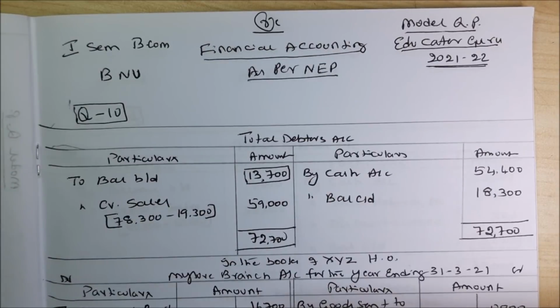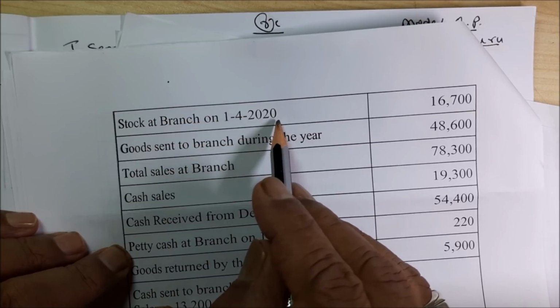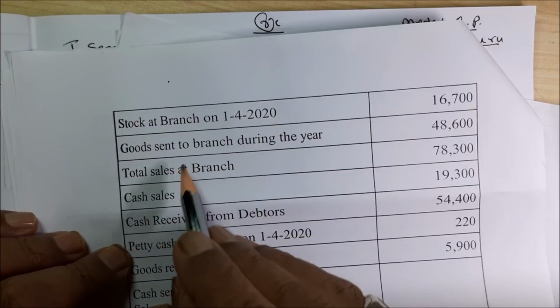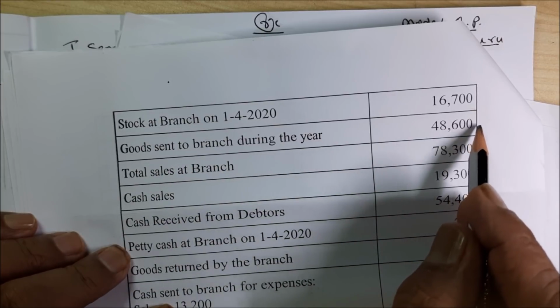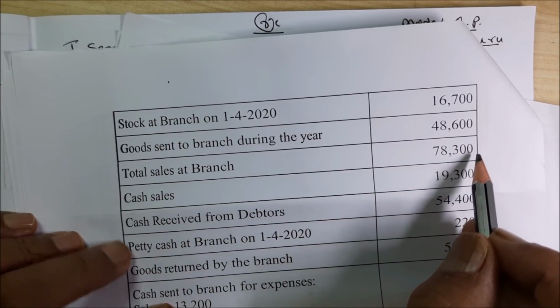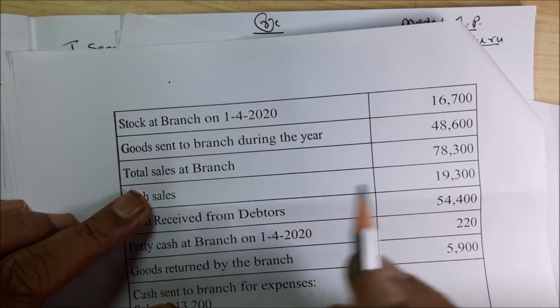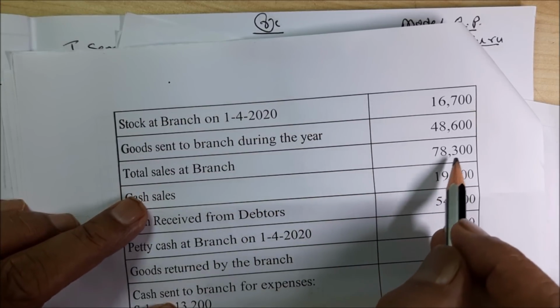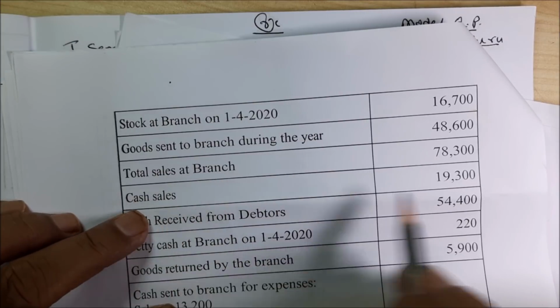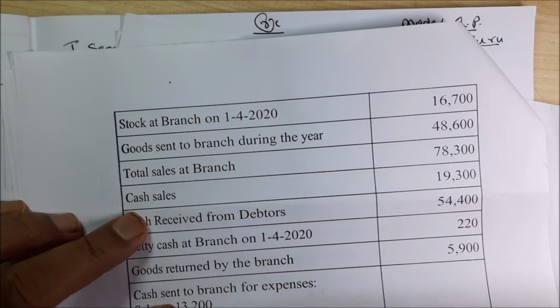Then particulars amount is there, that is stock at branch on 1/4/2020, opening balance 16,700, goods sent to branch 48,600, total sales at branch 78,300. Total sales means what? Which includes both cash and credit, right? So you must be very well aware, that is called total sales. Cash sales 19,300. So from this if you minus, then you will get credit sales, very simple.